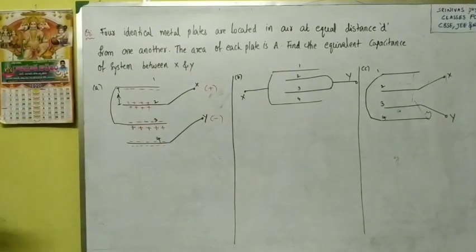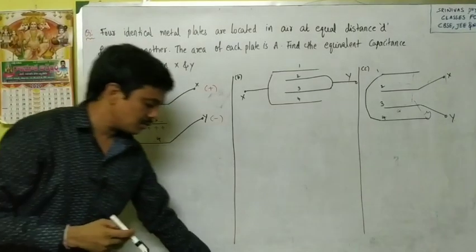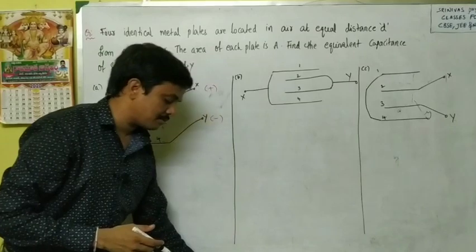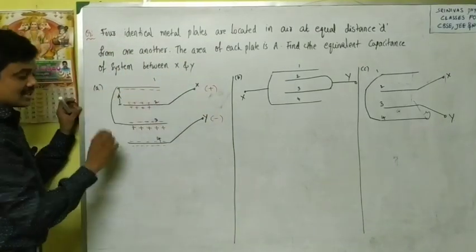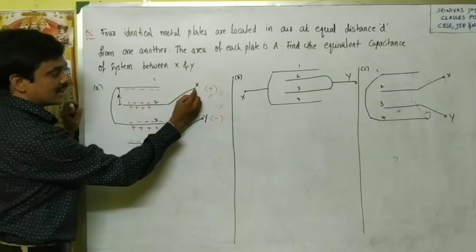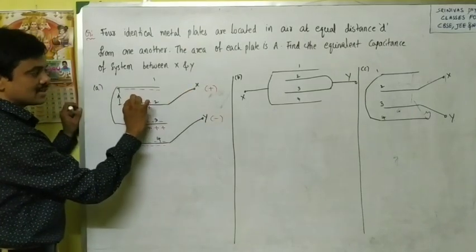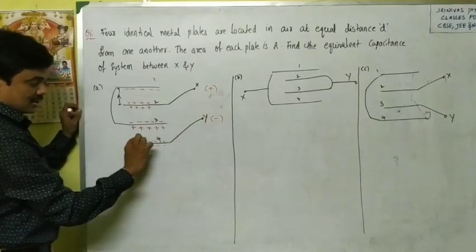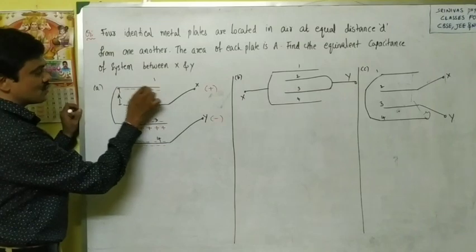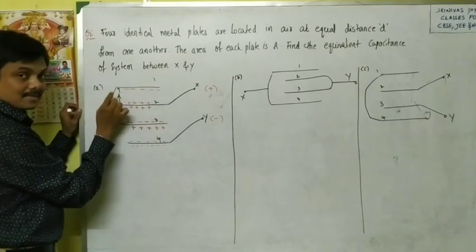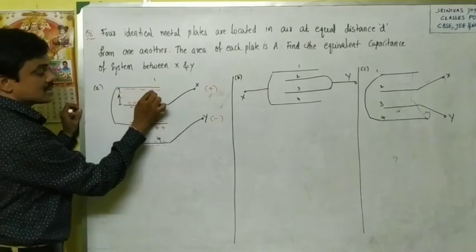Now we have to draw the equivalent diagram for this combination to find the net capacitance. And how to write the charges? It is very simple. First we take x as plus and y as minus. This is plus means this is totally plus, and this is minus means this is totally minus. But here this plus attracts the minus in this one because we are not giving any charge to this. That's why minus is attracted by this plus, and minus forms on this side.